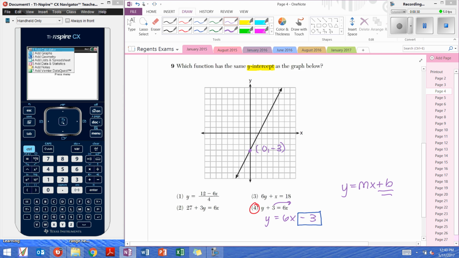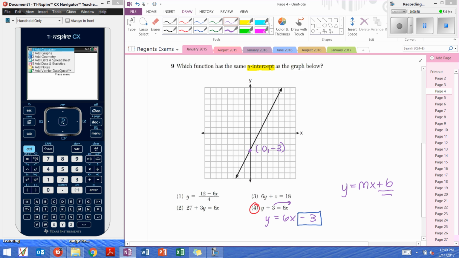So it's obviously a lot easier to see on a graph because you just look where it's crossing the y-axis at -3. And I picked answer choice 4 because I just rewrote my equation. It was actually the easiest one to rewrite to get the y alone in mx plus b form. So there's my -3. That's why we chose answer choice 4.